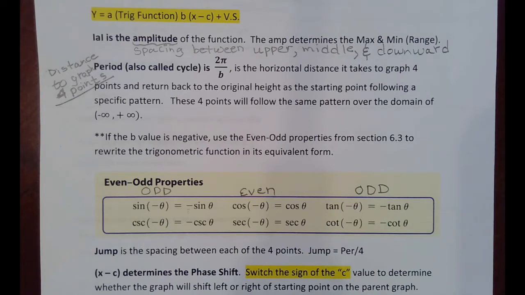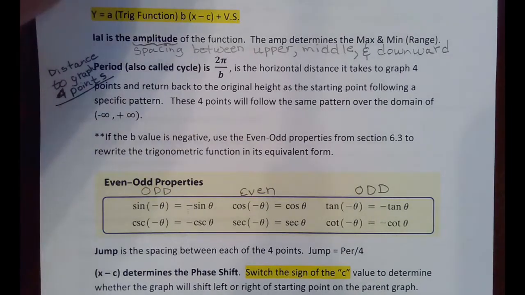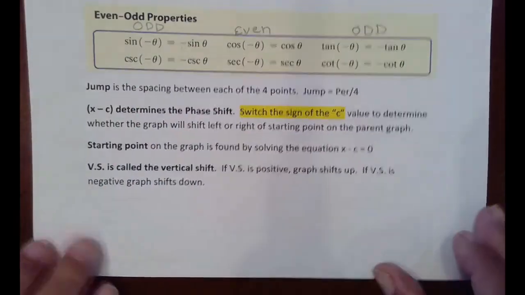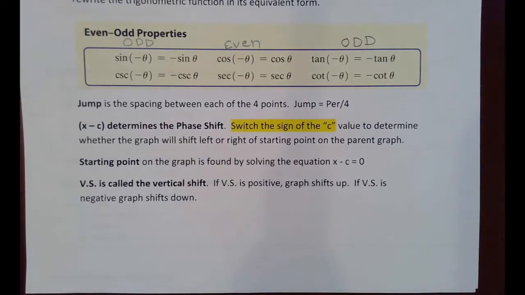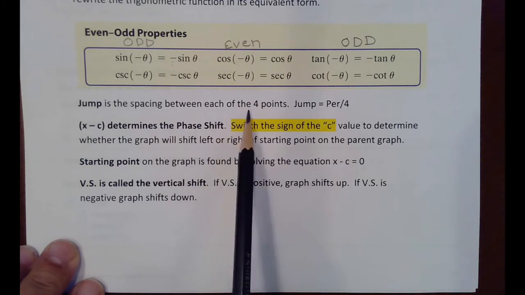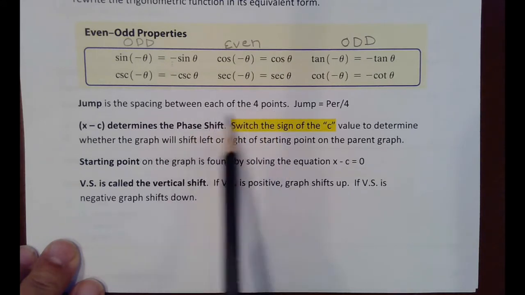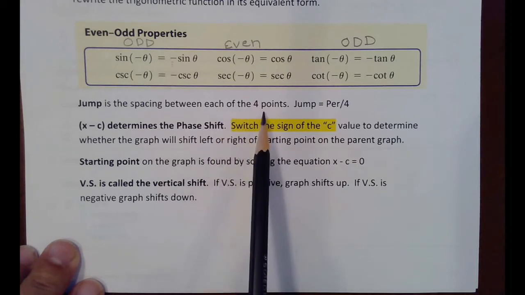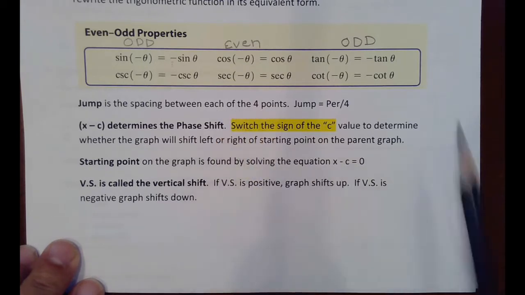Here's a little bit more information down towards the bottom. The jump is the spacing between each of the 4 points. In other words, the horizontal distance that you're going to move left or right when you go to plot a point. This is the formula for jump. It is the period, whatever you get for the period, divided by 4. Again, you'll see me demonstrating all of these things.